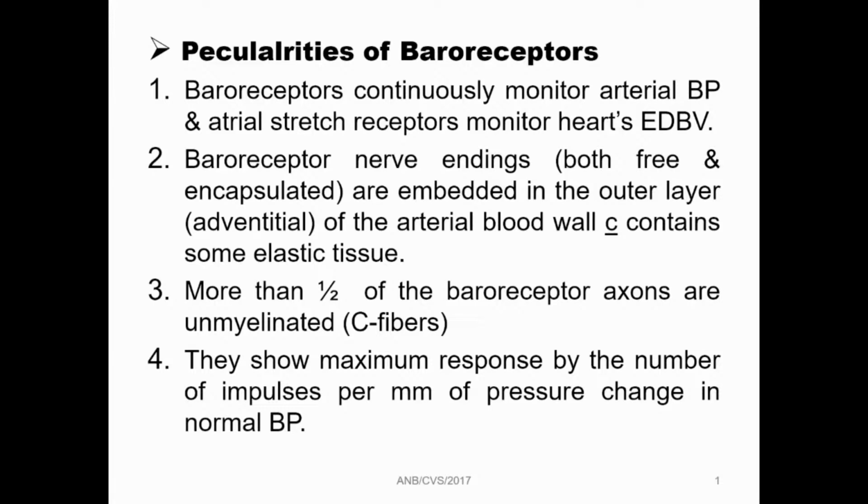Now they show maximum response, in number of impulses per mm of pressure change, in the normal blood pressure range. At the beginning I told you that baroreceptors do not show that much response at a constant blood pressure, but they show maximum response to the fluctuation of the blood pressure. They show response to the pulsatile nature of the blood pressure. Try to understand the meaning of this fourth characteristic: they show maximum response by number of impulses per mm of pressure change in the normal blood pressure. It means their response changes according to the change in the blood pressure, from moment to moment.